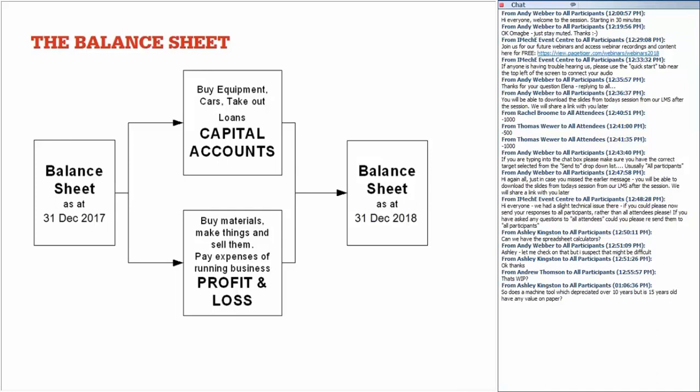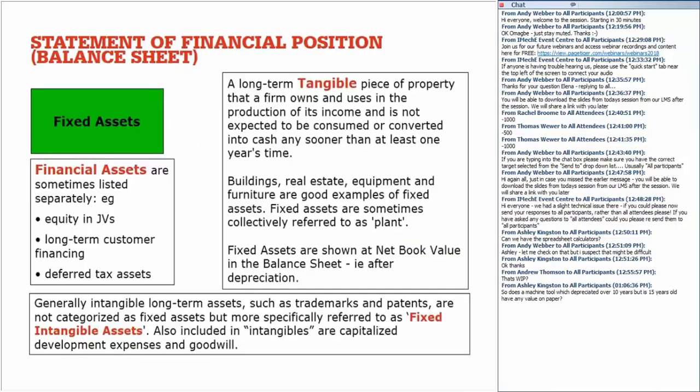So here you can see the balance sheet is like a photograph. It's a snapshot. The business is closed down. We've valued everything, and then we started trading again. And then again, we close down at the end of the next year, we value all the assets and see what the new values are.